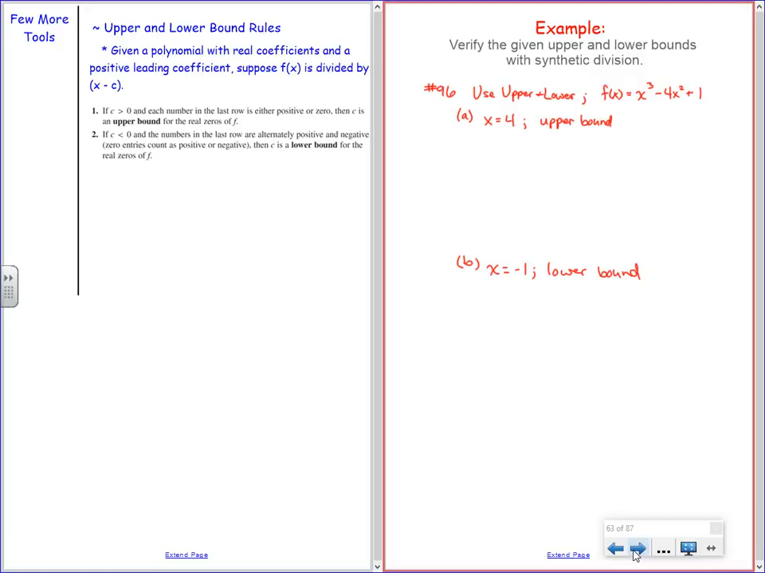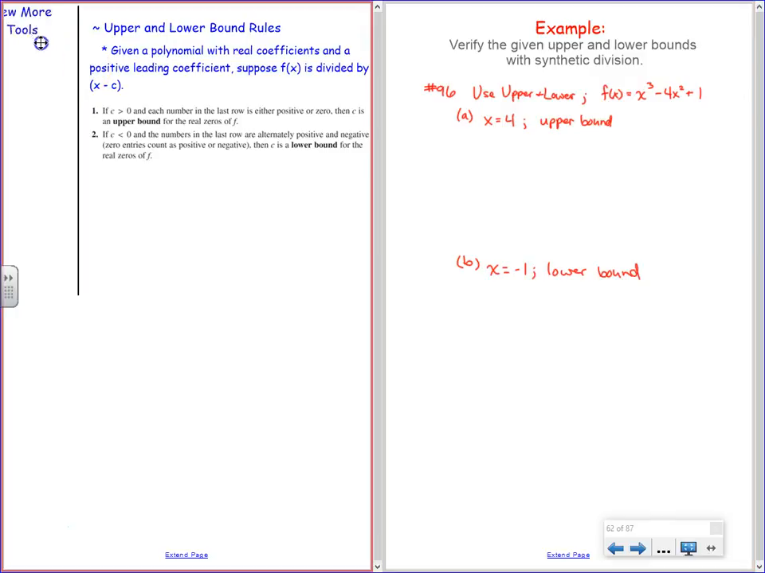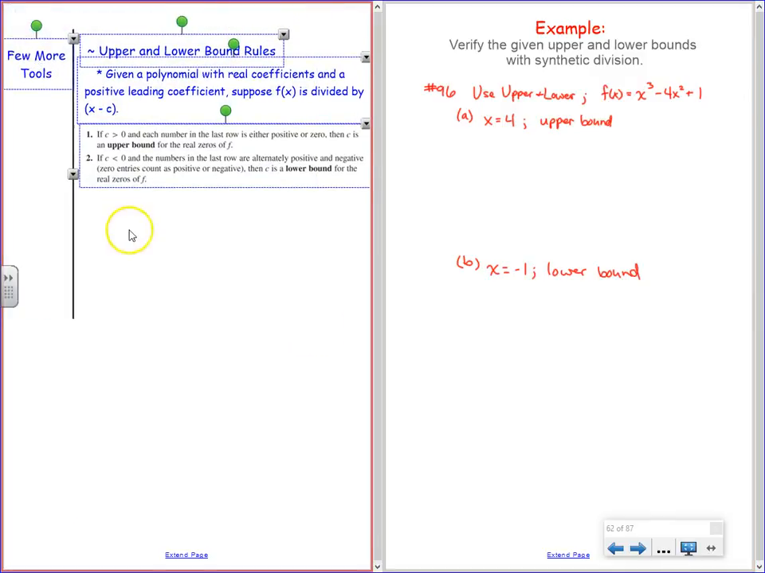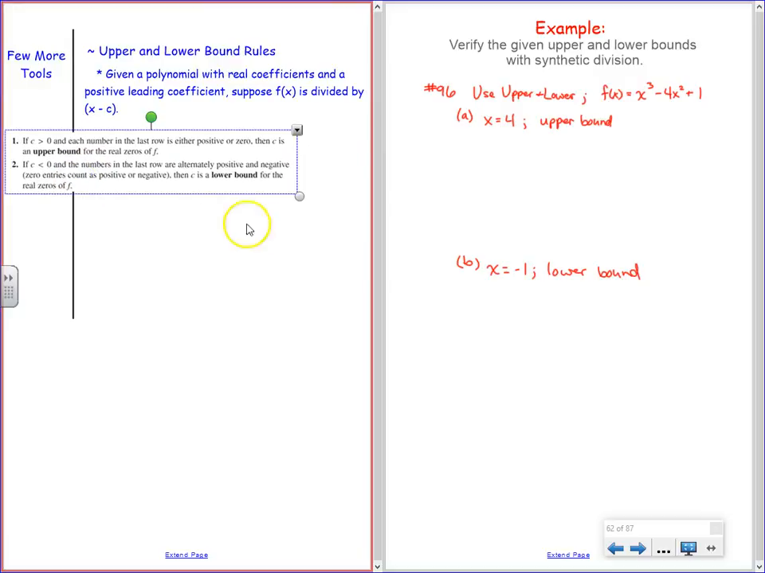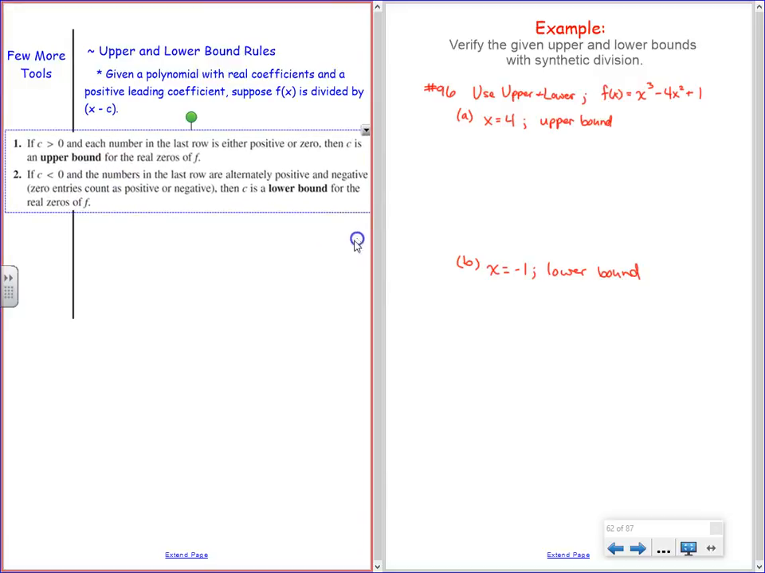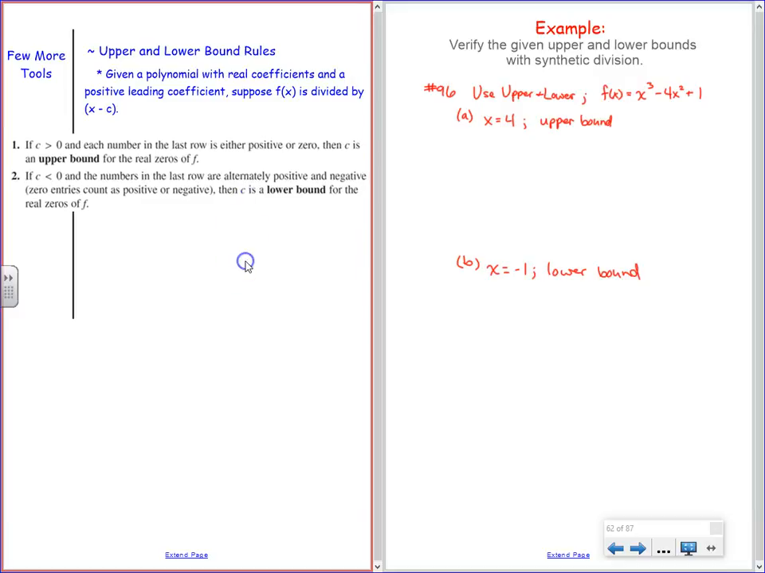And here's the last one. There's one more cool tool. Remember, you don't have to memorize it. Some of you might just be like, I'm not going to write it down. Fine, whatever. But the one more cool tool says you can actually figure out from synthetic division what number, when you're plugging in, says don't go any higher, there's nothing there. And what number would say, hey, don't go any lower, there's nothing there either. It's called the upper and lower bound rule.